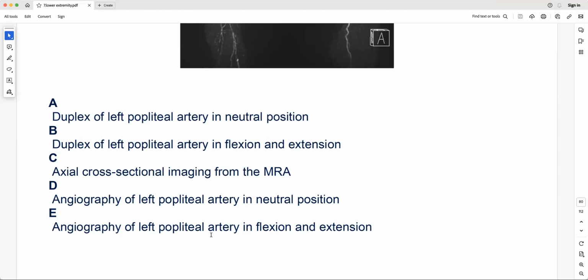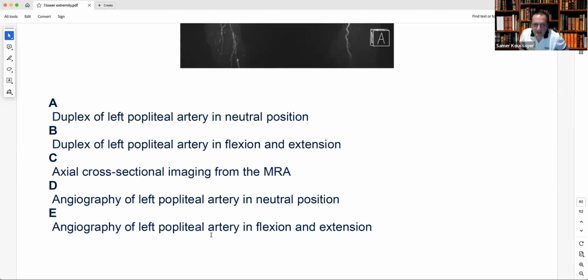So then C. The angiography of the left popliteal artery in the neutral position, that's no. And the angiography in flexion and extension, no, that's only for the diagnosis. So C. Even if you don't know the answer, if you exclude the others, you go with C. But usually this is what you want. When you do entrapment syndrome, you want to know what type it is and where the muscle insertion is so you can cut it. This is very important. So looking at the axial cross-sectional imaging of the MRA is very important.